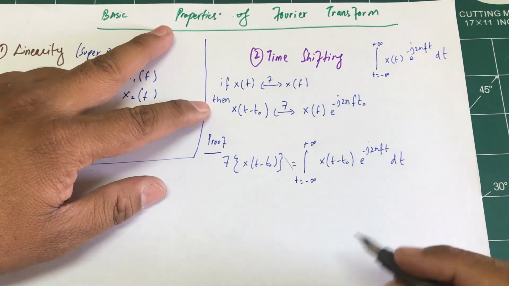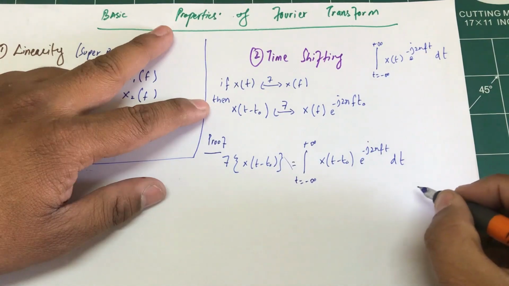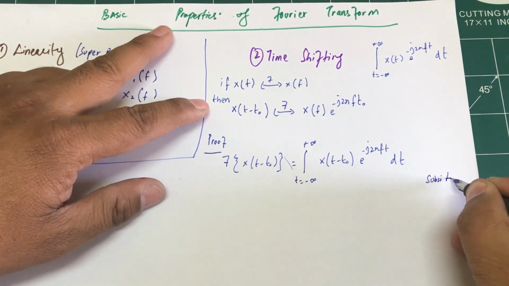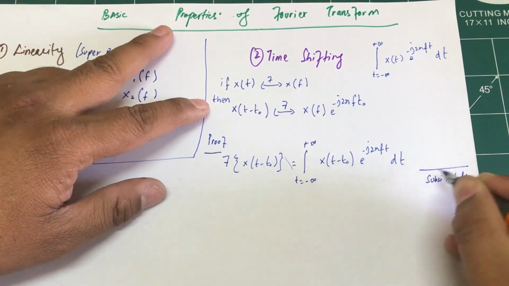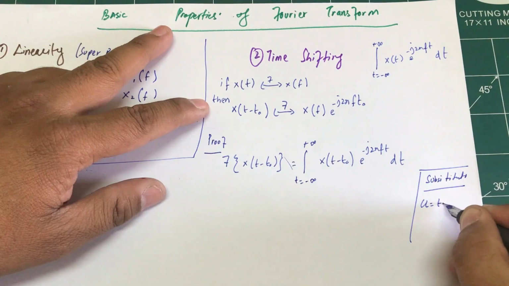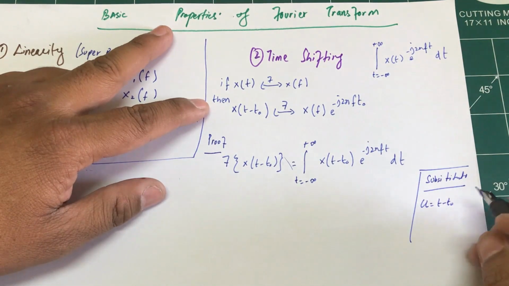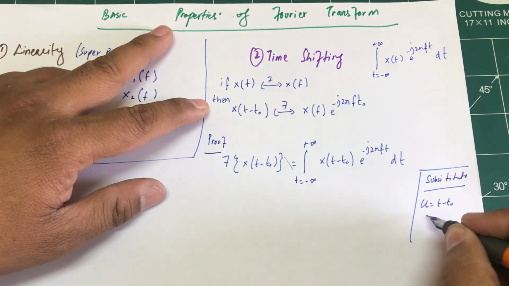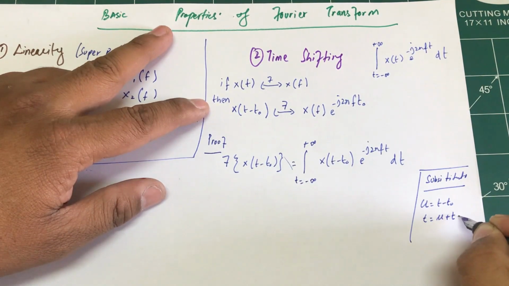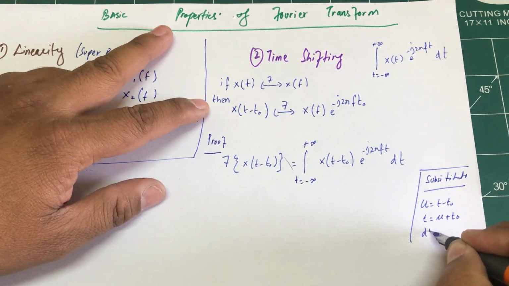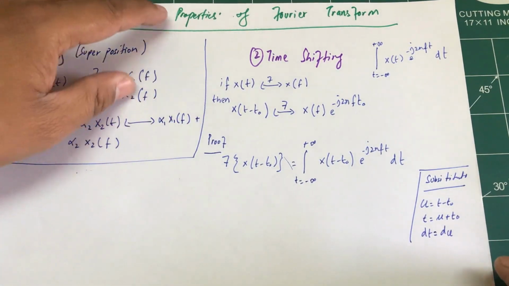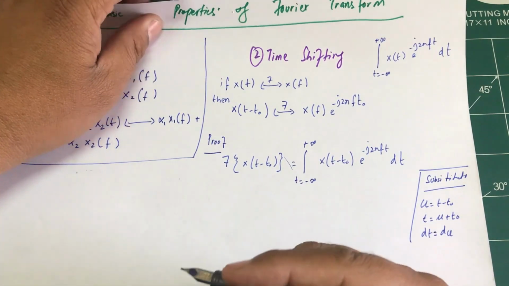In order for me to do that, I'm going to make a few substitutions, and these substitutions are going to be simple. We're going to assume u is t minus t naught. If I want to solve for t, t is just going to be u plus t naught. And dt is going to be du.